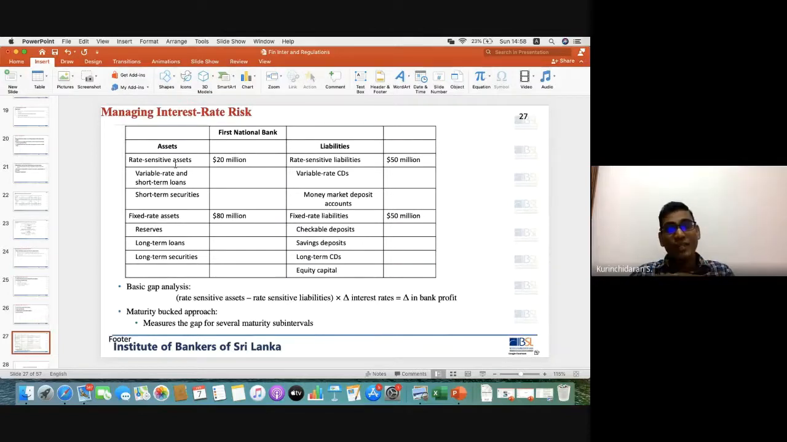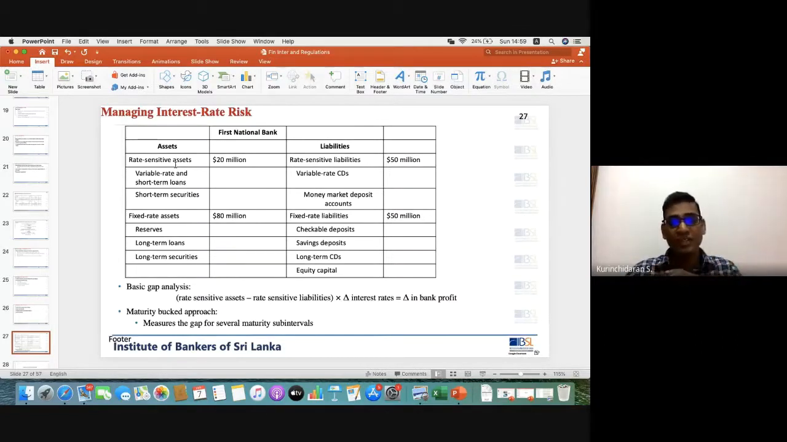So that is, we call it economic perspective, right? Earning perspective and economic perspective. So now this also the bank should be able to manage. That's managing interest rate risk.